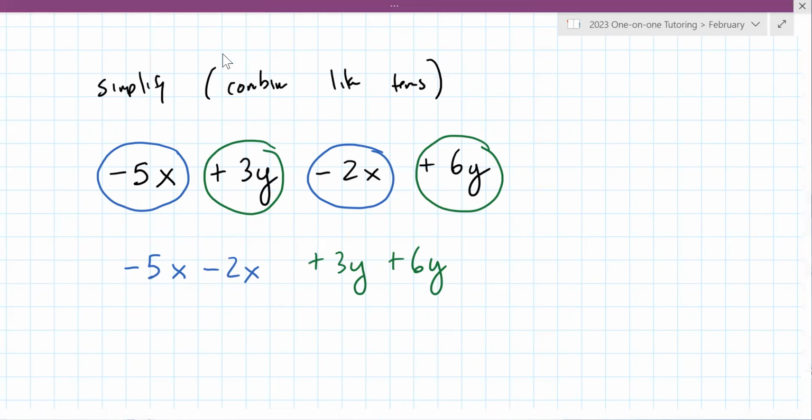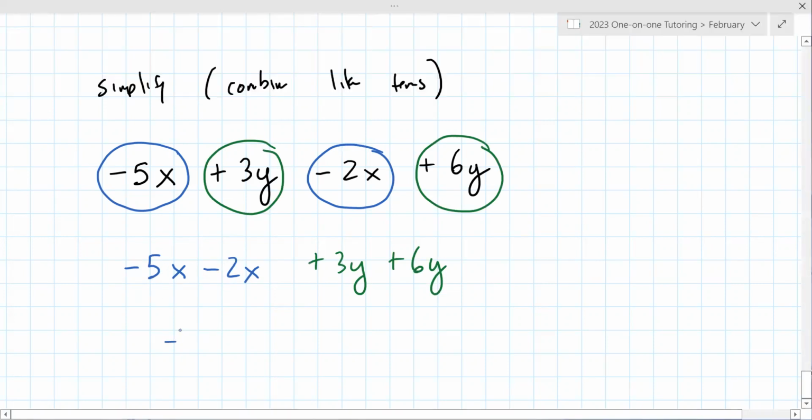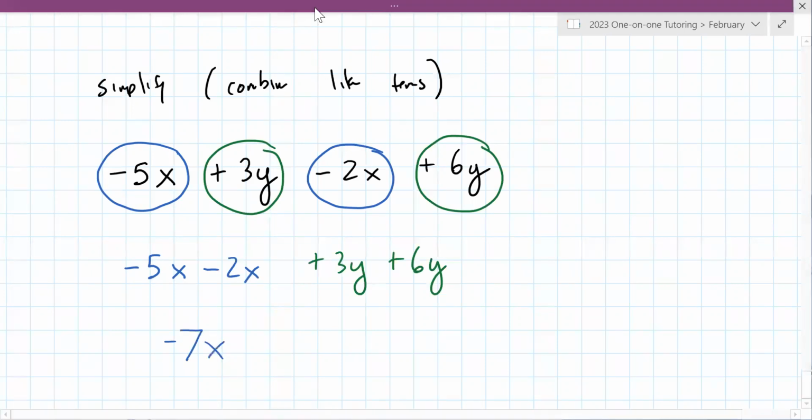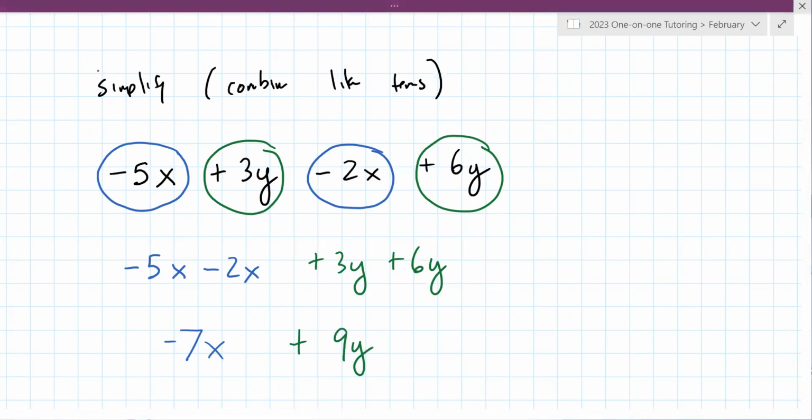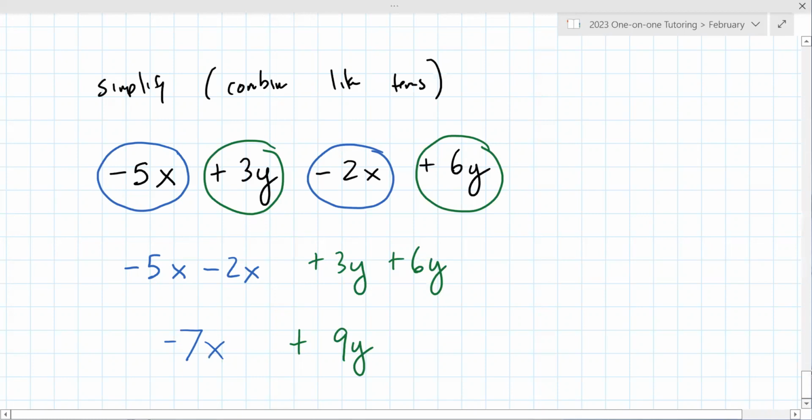All right, so it would be negative 7x plus 9y. Yes. Any questions on that? I think that makes sense. Okay, let's try another here.